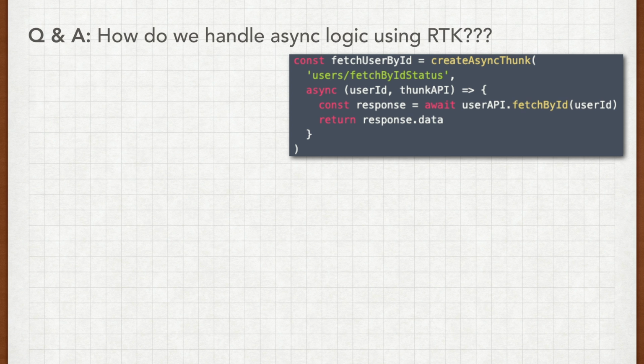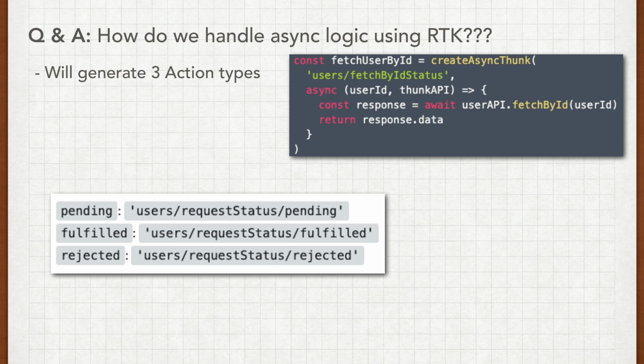And after that, let me just move it over here real quick so that we have some more room, and it will automatically generate the three action types for us, and those are the pending and the action type. The way that looks like, the automatically generated action type, it just has a /pending. It has a fulfilled for when our promise is fulfilled, and also the rejected for when our promise was rejected.